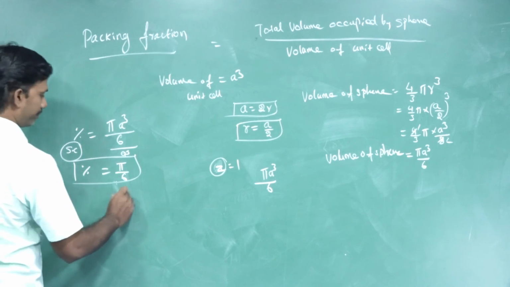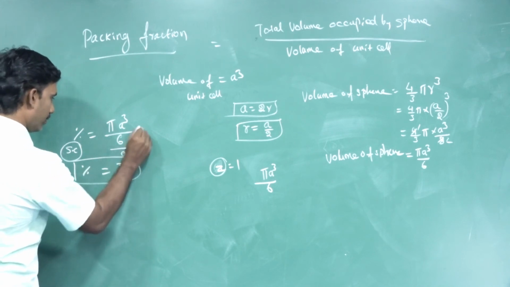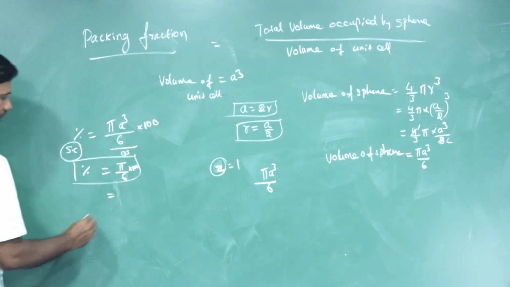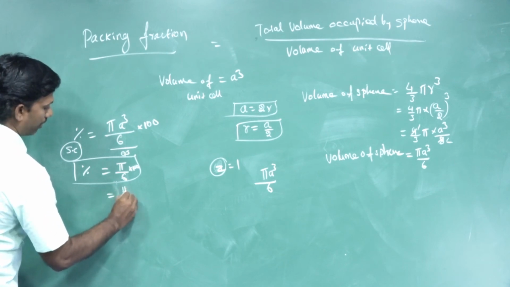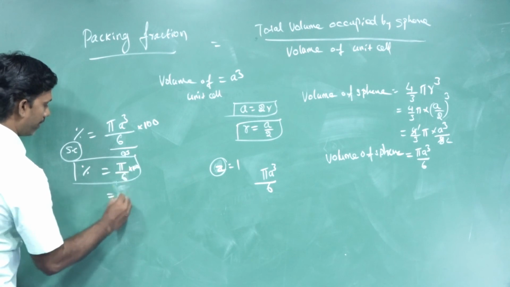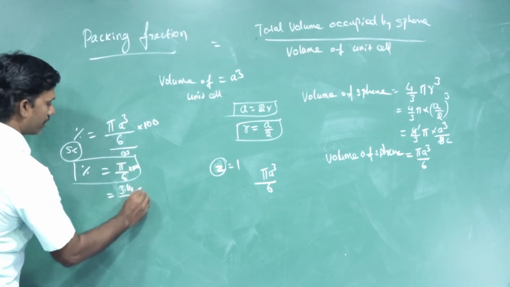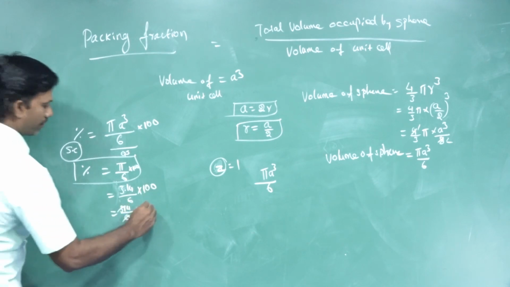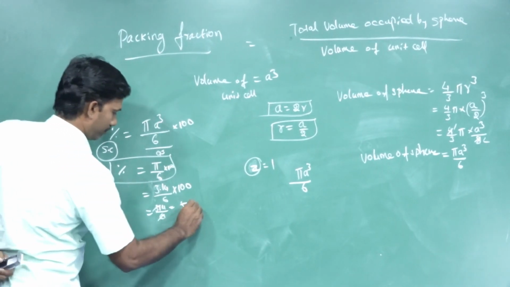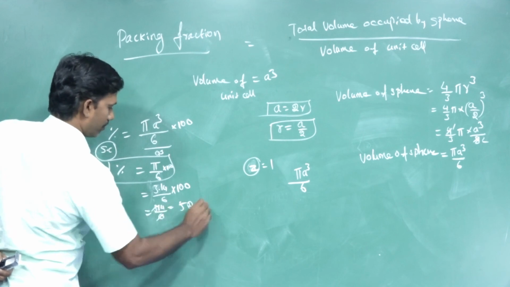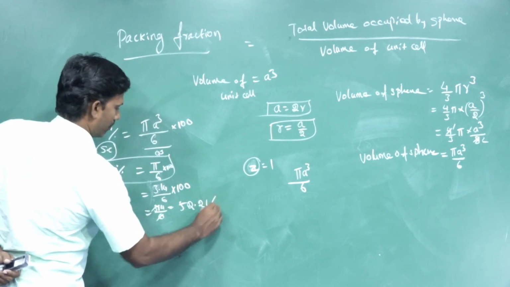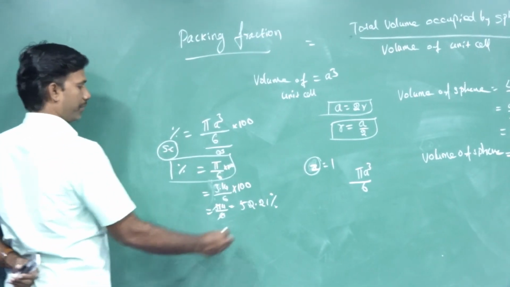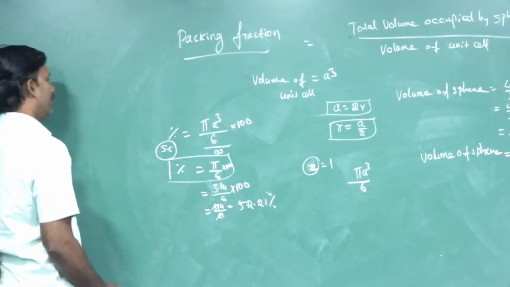If we want the percentage efficiency, we multiply by 100. Substituting the value of π equal to 3.14, 3.14 by 6 into 100 is equal to 52.36. So the packing efficiency of simple cubic is 52.36%. What it means is that in a simple cubic, atoms or ions are filled there.